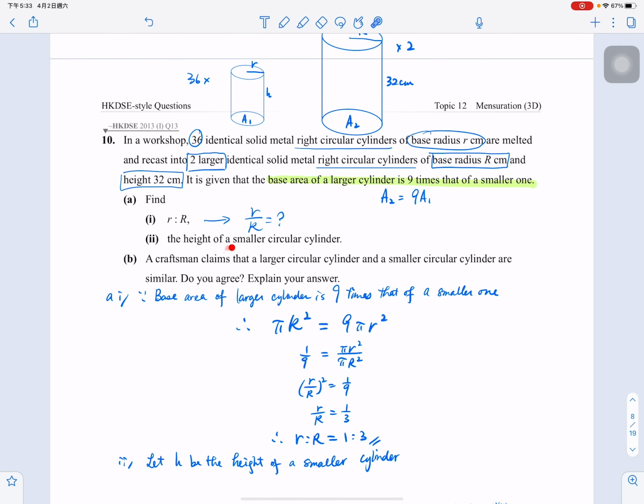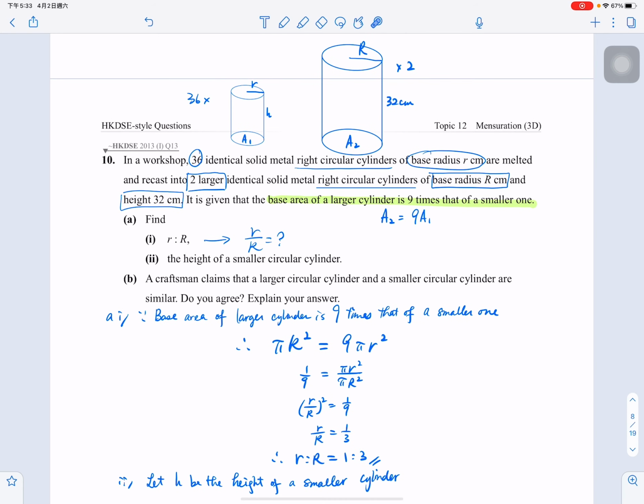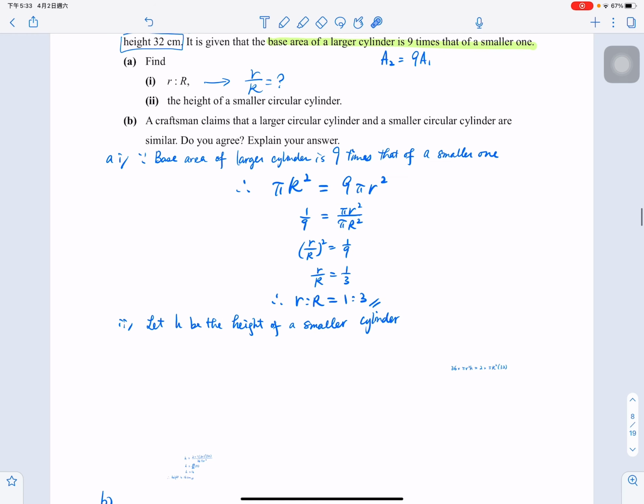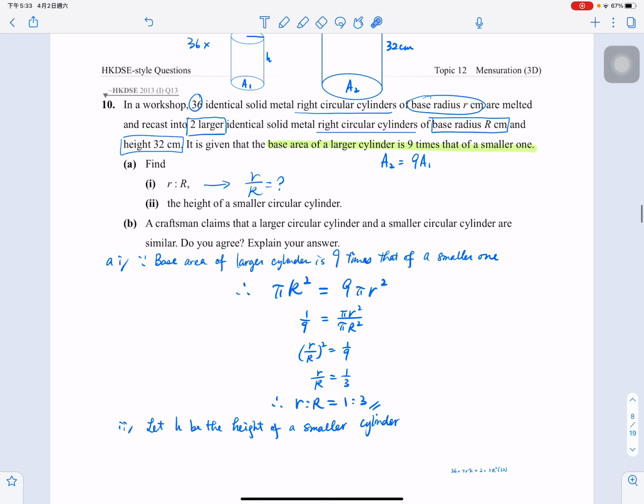Then, how about the height of the smaller circular cylinder? Because they are not similar, not yet, we don't know. So, what can we do? Yes, their volumes must be the same, because these 36 small identical solids were melted and recast into two big circular cylinders. So by using this equal volume, let's see.